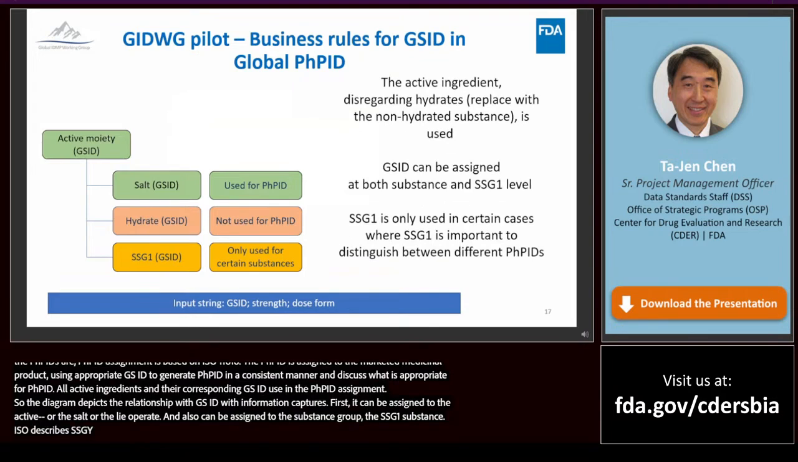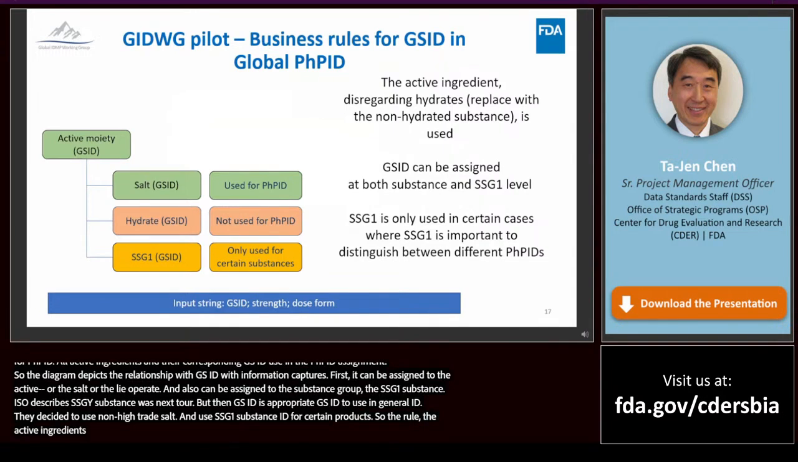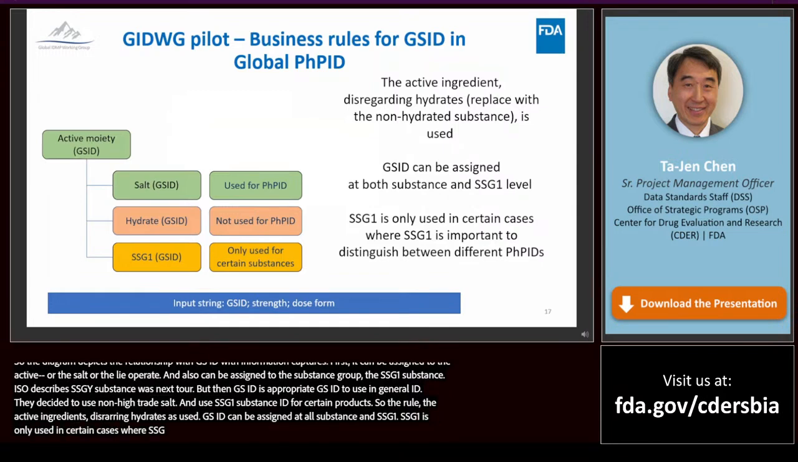But then, which GSID is the proper GSID to use to generate PHPID? The project team has decided to use the non-hydrate salt or active moiety for the generation of PHPID, and only use SSG1 substance ID for certain products. So the rule: the active ingredients disregarding hydrates are used. GSID can be assigned at both substance and SSG1 level. SSG1 is only used in certain cases where SSG1 is important to distinguish between the different products.